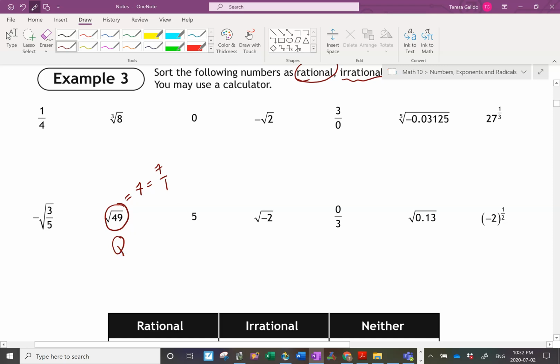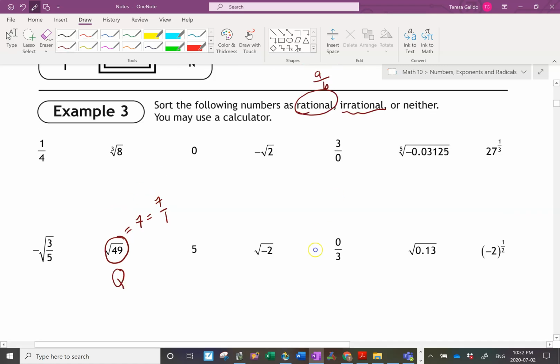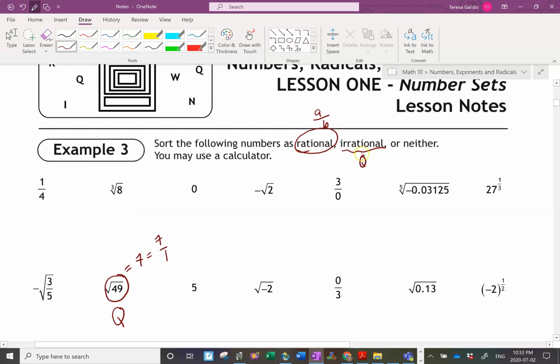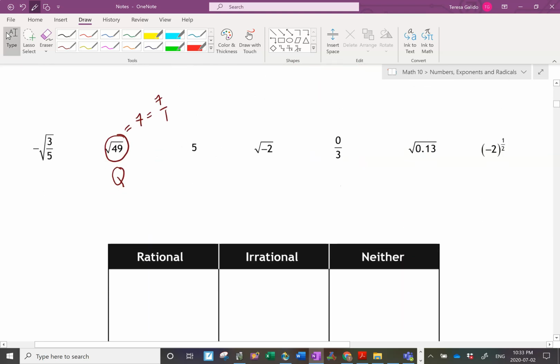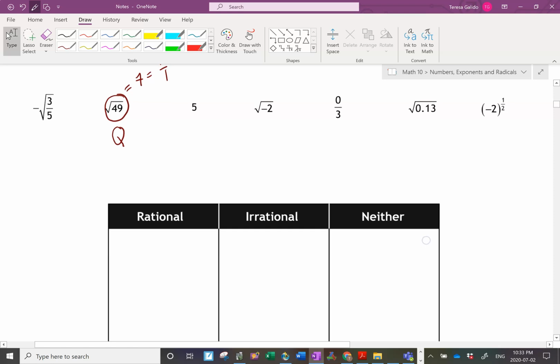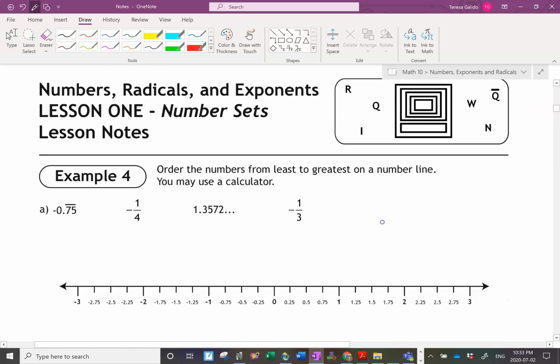So I'm going to write that down as Q. The symbol for irrational is Q with a little line on top. I want to rewrite that. And the symbol for rational is just Q. If it's neither, then we can just write neither. So I'd like for you to do this for your homework as well, example 3, and also attempt some of example number 4. Actually, we'll skip example 4 for your homework.